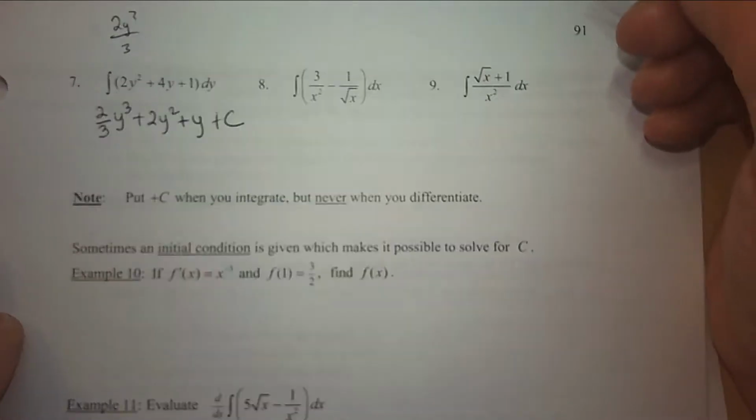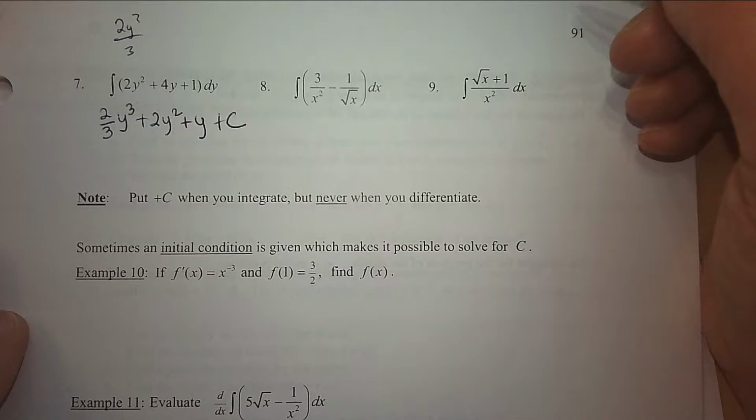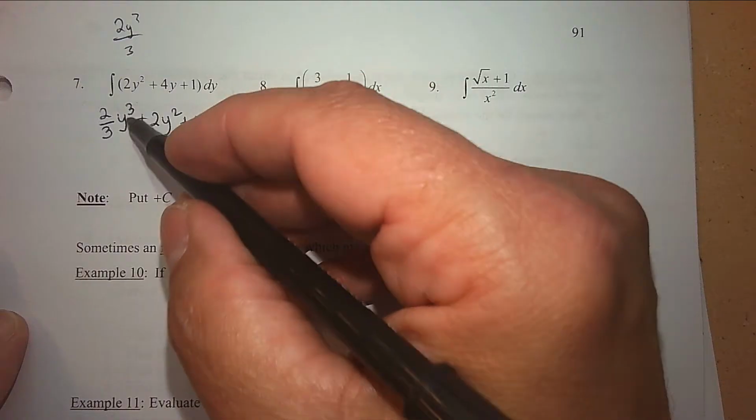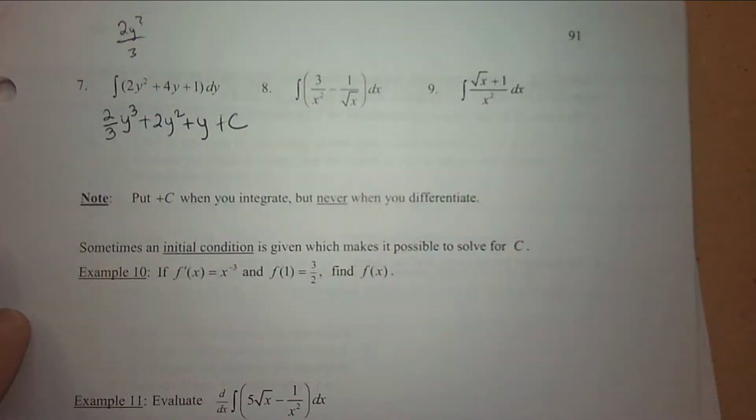How can you double check to make sure you did it correctly? You could take the derivative, and it needs to equal what it was before.